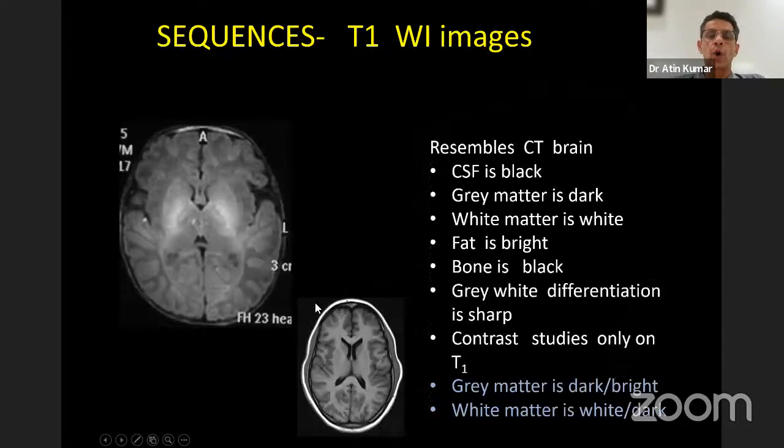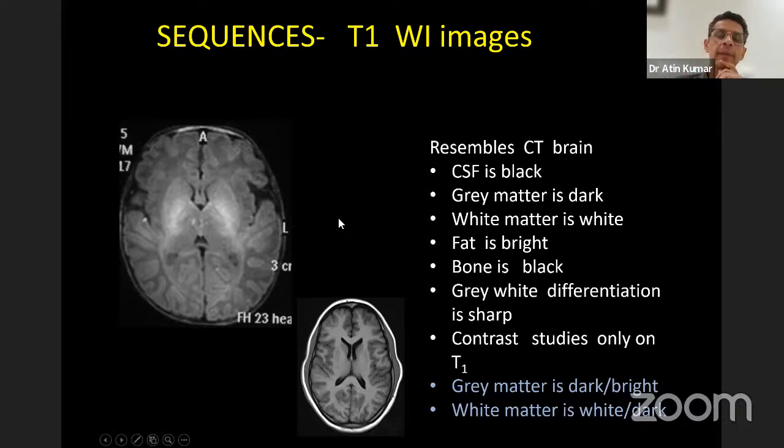Okay. So on a T1 weighted image, I've told you it resembles CT brain in a manner that the ventricle or the fluid is appearing dark as it was appearing dark on a CT scan. The CSF is appearing black. Also important to note is that the T1 weighted image is usually best for anatomy, whereas the T2 weighted image is better for looking at multiple pathologies. Not to say that we cannot identify the pathology on a T1 weighted image, we can, but it is always better identified on a T2 weighted image.